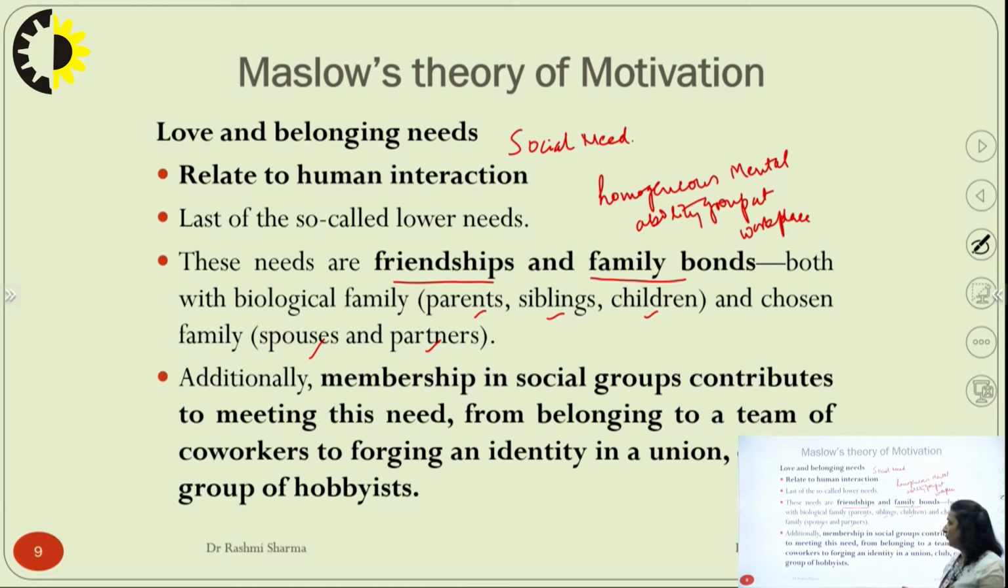So membership in a social group contributes to meeting their needs, from belonging to a team of co-workers to forging an identity in a union, club or a group of hobbies. Or you can become a member of a club also, where you can go and get relaxed from your stress and you get motivated working there. So this is the second. First is the personal need, then the safety need, that is for the longer time duration. You have that assurance. Then comes the social needs.